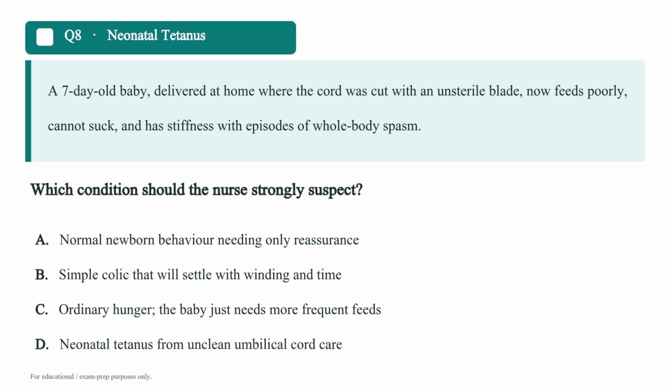Question 8. A 7-day-old baby delivered at home where the cord was cut with an unsterile blade now feeds poorly, cannot suck, and has stiffness with episodes of whole body spasm. Which condition should the nurse strongly suspect? Option A, normal newborn behavior needing only reassurance. Option B, simple colic that will settle with winding and time. Option C, ordinary hunger. The baby just needs more frequent feeds. Option D, neonatal tetanus from unclean umbilical cord care. Pause here and choose your answer.